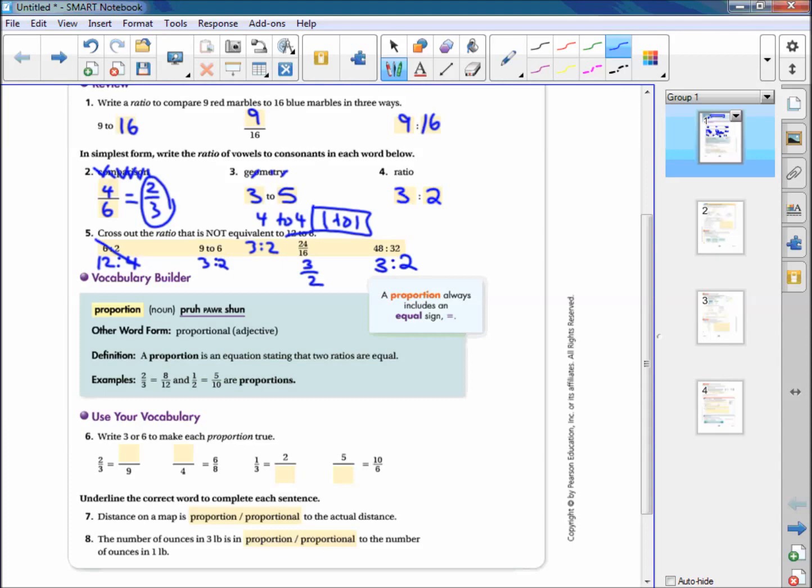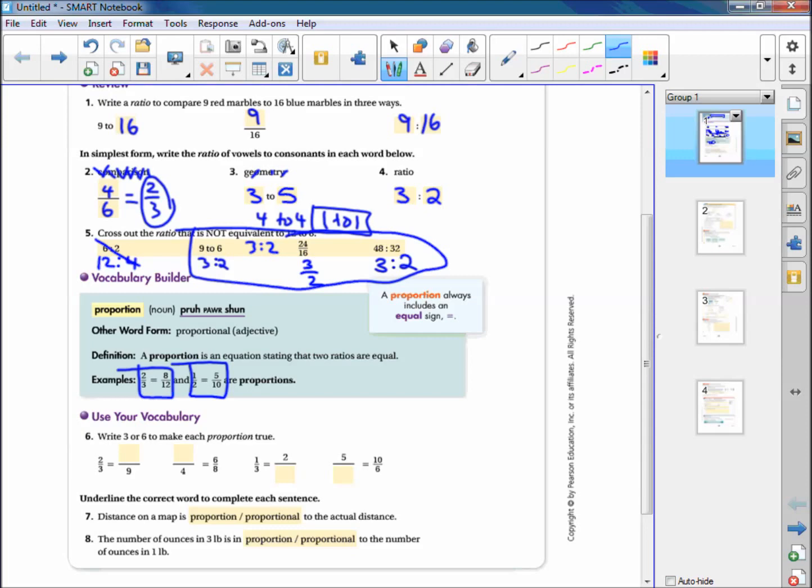Okay. Proportion. A proportion is an equation stating that two ratios are equal to each other. So for example, all these ratios up here were all equal to each other. So we could say this, 2/3 is the same as 8/12. If we reduce 8/12, we get 2/3. And 1/2 is the same as 5/10, because if we reduce 5/10, we get 1/2.